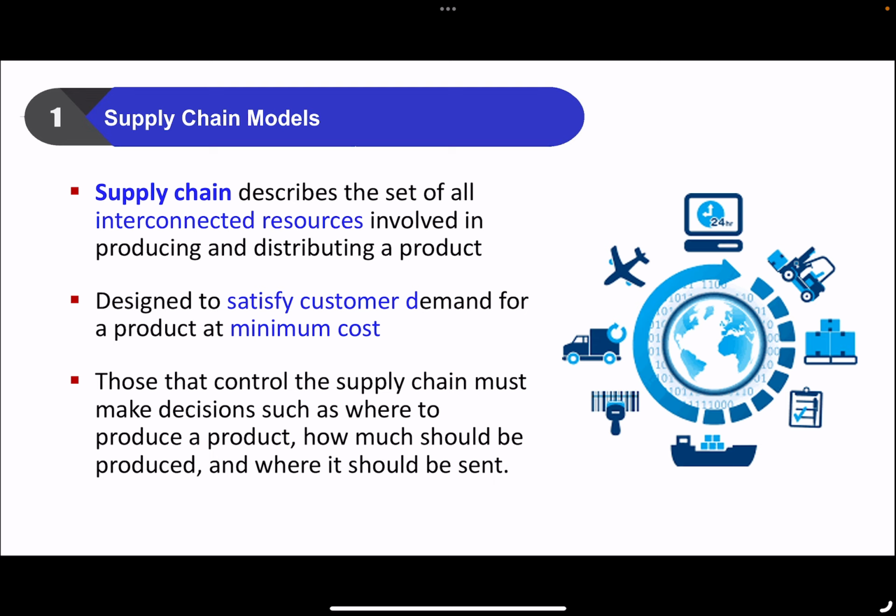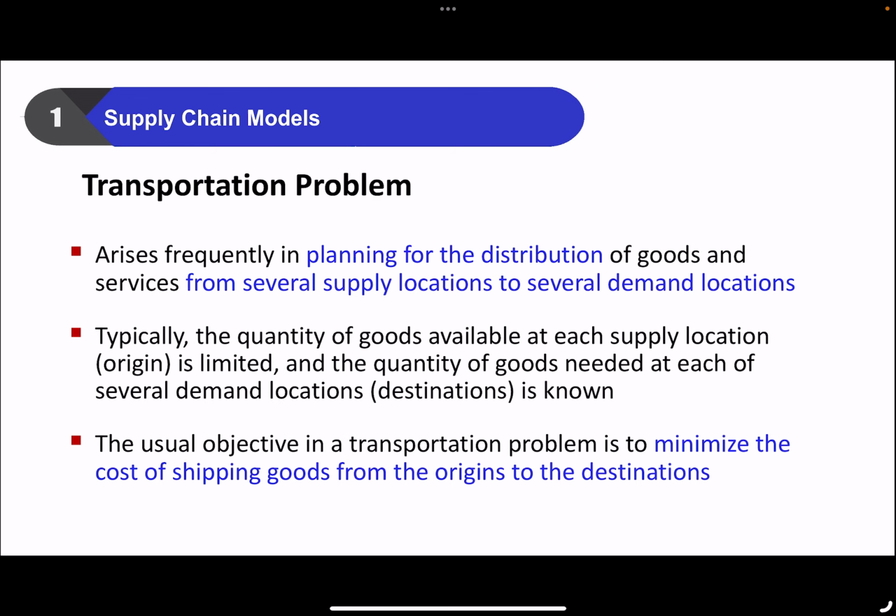We will look at 2 specific types of problems common in supply chain models that can be solved using linear programming. These are the transportation problem and the transshipment problem. So we have 2 types and I will cover both. So let's first look at the transportation problem.